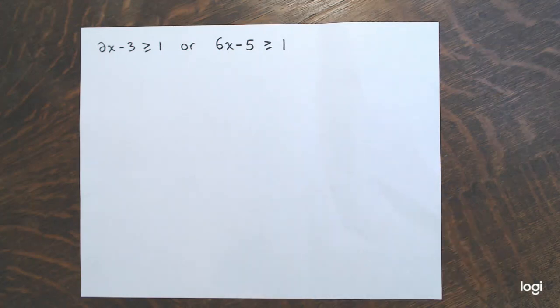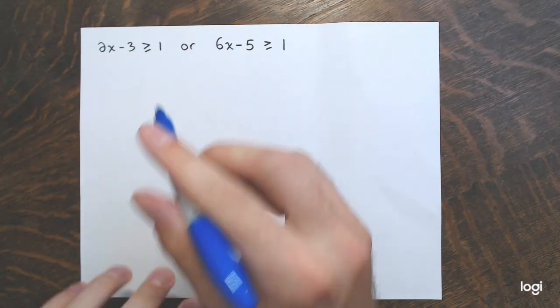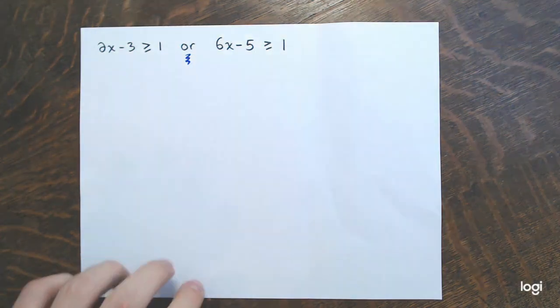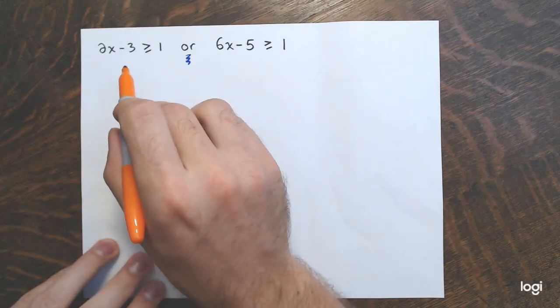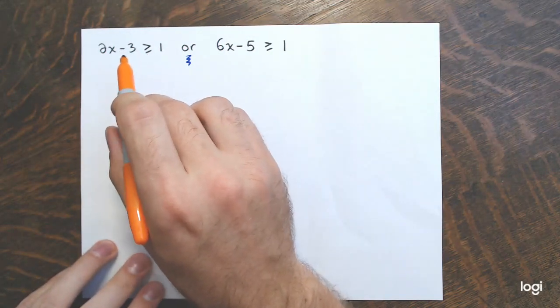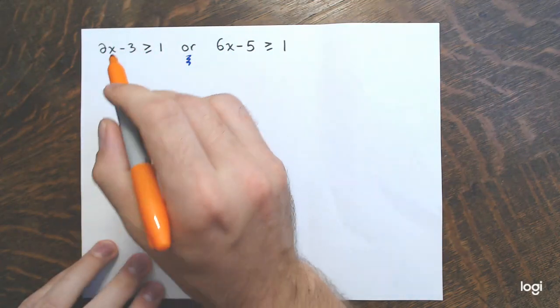So here I've got 2x minus 3 is greater than or equal to 1, or. The word or is going to be in here throughout, and it implies I'm doing the union of two sets. 6x minus 5 is greater than or equal to 1. Same thing, same procedure. I'm going to do this in one color, solve each of these individually.